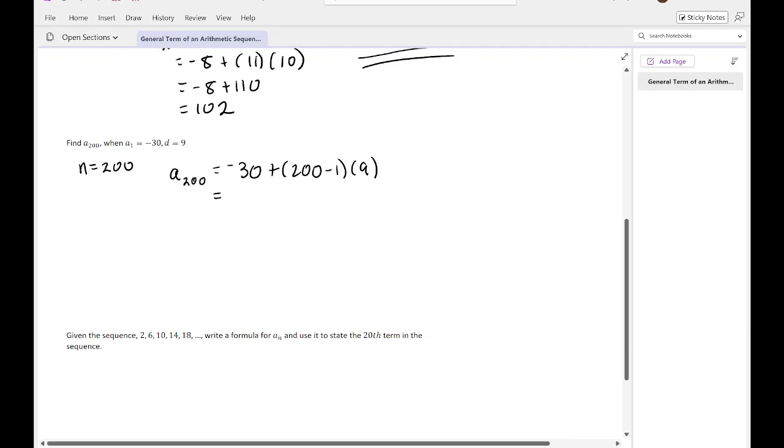So this is going to be negative 30 plus 199 times 9. And again, from here, I would just throw it in a calculator, make it much easier on yourself, which you'll end up getting 1,761 as your answer. So a sub 200 is 1,761. Simple and easy.